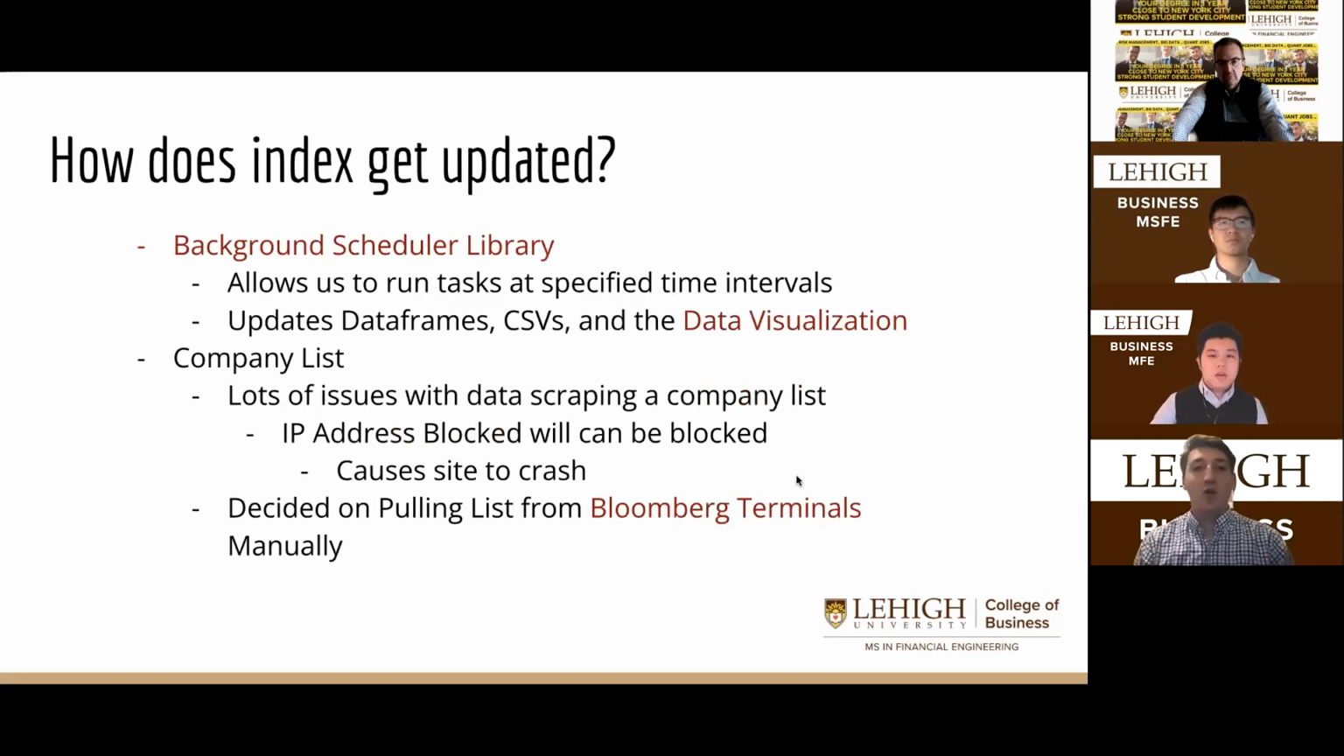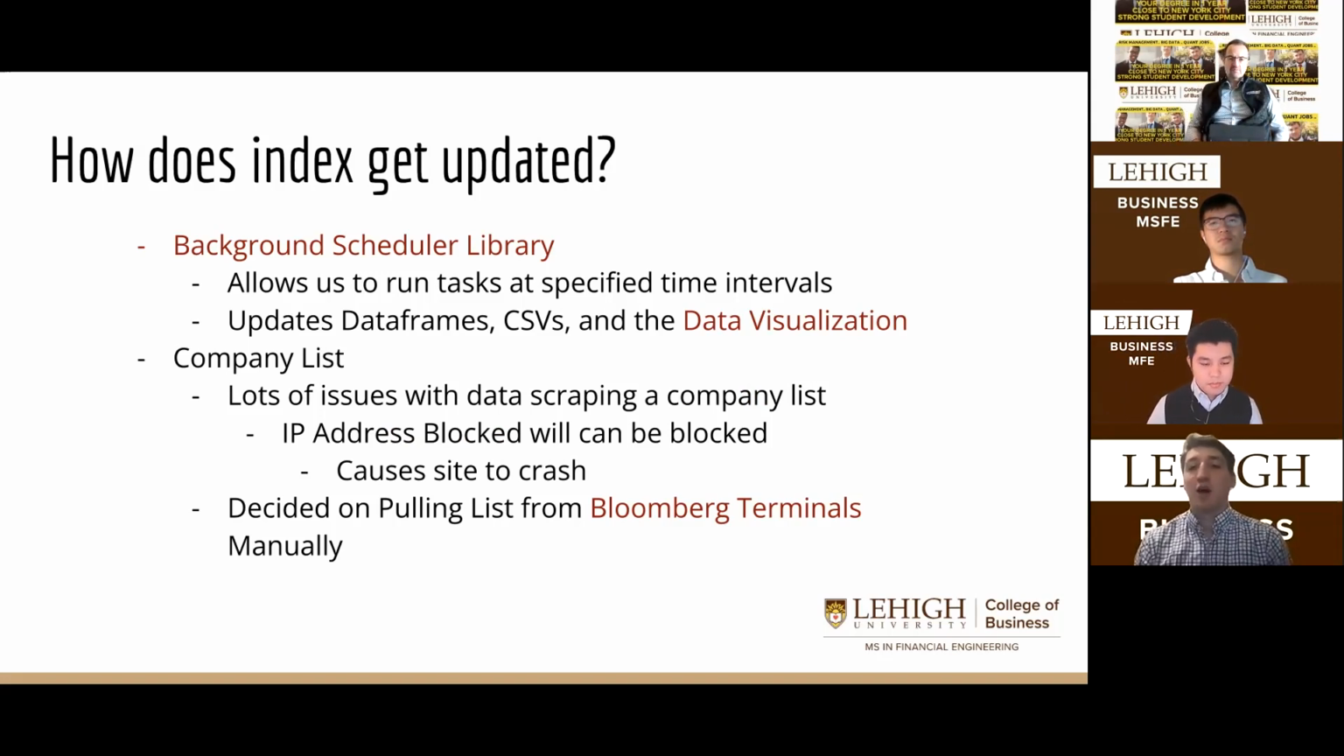And so how does our index get updated once it's pushed and live? So what we created was we used a background scheduler library. So we're able to run specific functions and tasks at our specified time intervals. So we update our data frames, CSV files, and the data visualization every 12 hours, because we're using the daily adjusted closing, you're not really going to see much change over a short period of time. So we expanded that time so we're not using as much computing power.